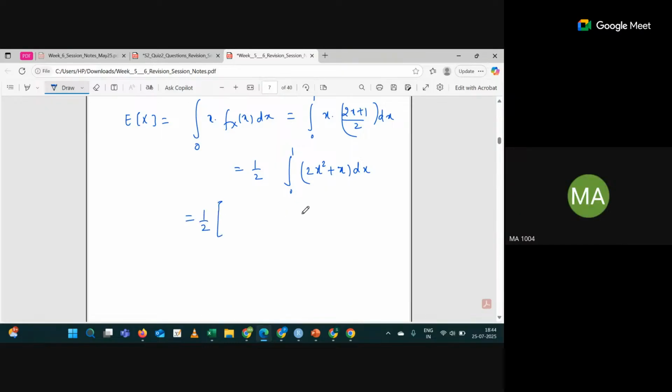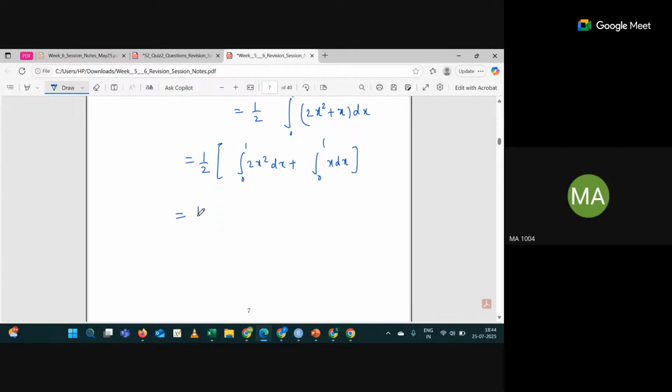Yes, sir. Next, can I write integral 0 to 1 of 2x square dx plus integral 0 to 1 of x dx? Yes or no? Now 2 I can take outside. So integration of x square will be x cube divided by 3. Yes or no? Plus here, x power n dx is what? x power n plus 1 divided by n plus 1, right?